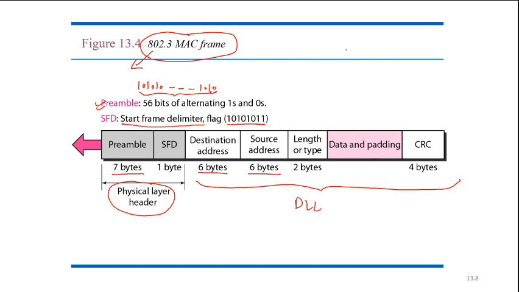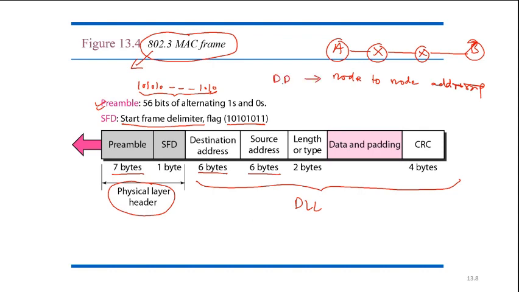In the case of the data link layer, we have seen that it basically communicates between nodes. Suppose there is a station A and a station B, and in between them there is a switch. Okay, so in the data link layer, the addressing is done node to node.